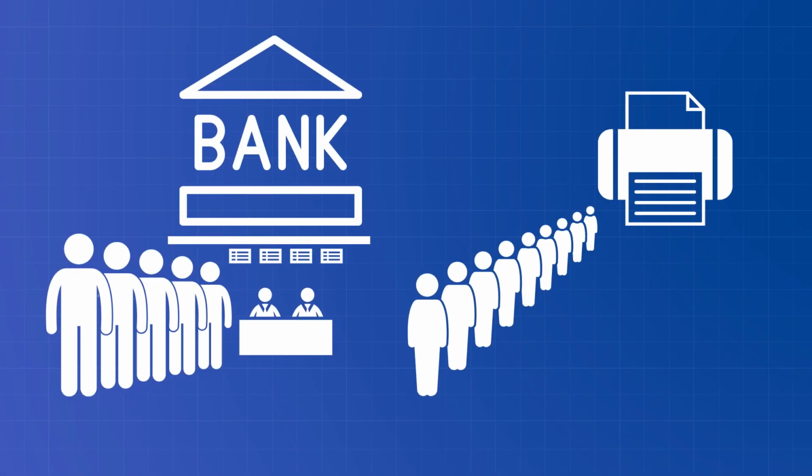To illustrate, let's take two examples. When looking at the queuing situation at a bank, the customers are people seeking to deposit or withdraw money, and the servers are the bank tellers. When looking at the queuing situation of a printer, the customers are the requests that have been sent to the printer, and the server is the printer.